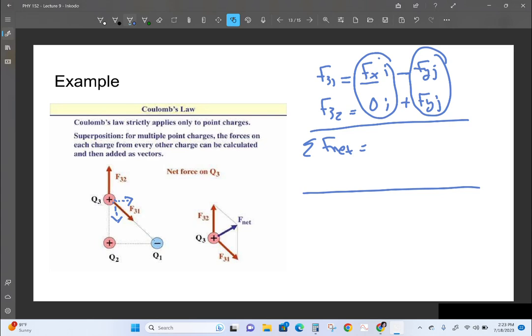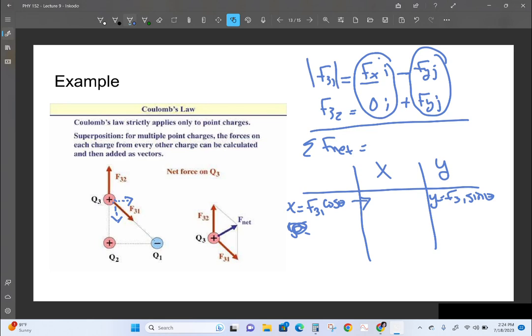Another way to do it is to make a chart where you find your x's and your y's. Remember that x is going to be F31 times cosine of the angle, and y is going to be F31 times the sine of the angle. So we have two steps here. We're going to have to find what F31 is, and then we're going to have to use cosine and sine to find the x and the y.